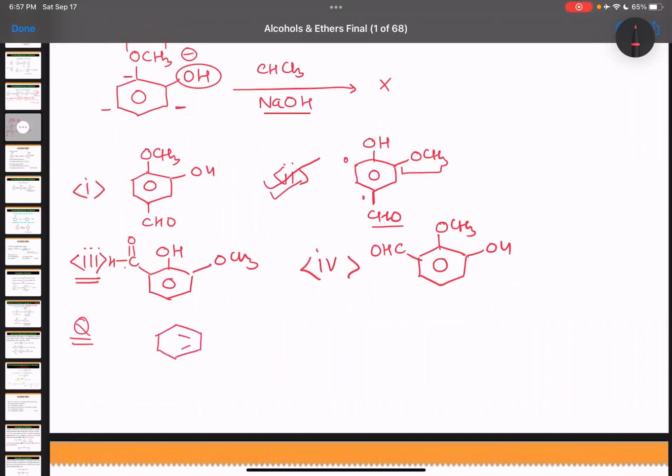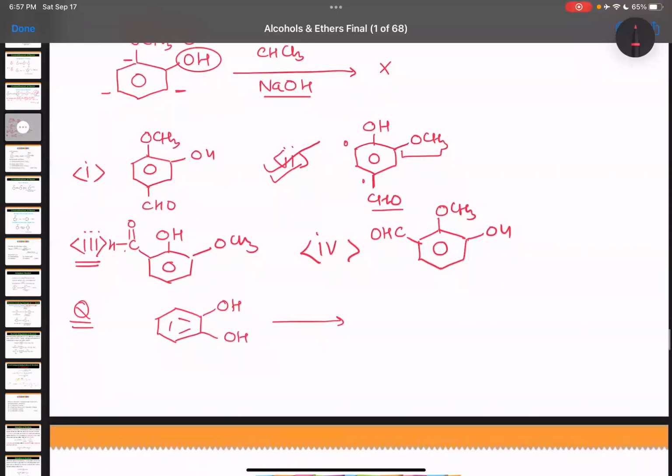Due to NaOH, the ring gets activated, right? Because the H plus will get removed, it will become O minus, and O minus is highly activating. And there is one more thing. If you have any ortho position occupied, then the Reimer-Tiemann reaction is going to occur at the para position. Now this is the next question.